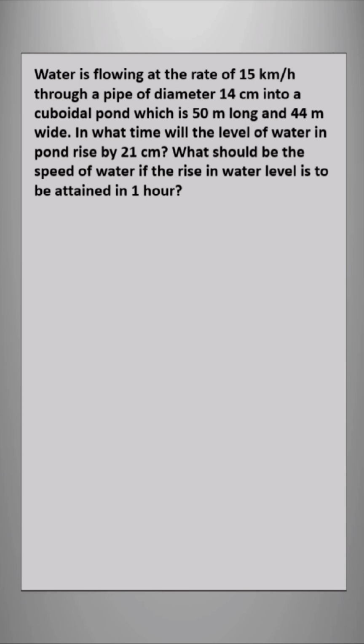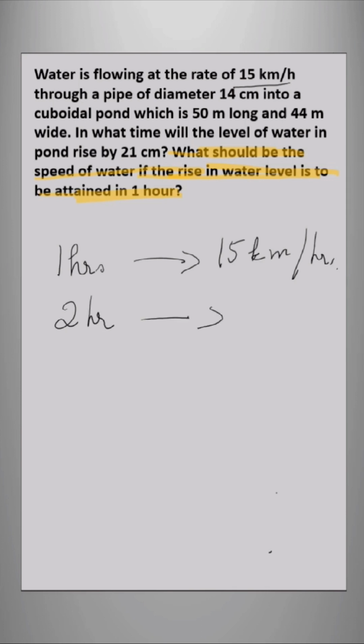We have the question: what should be the speed of water if the rise in water level is to be attained in 1 hour? We have seen that 21 centimeter of rise in water level is attained in 2 hours. Then the speed of water is 15 kilometer per hour. We know that the speed of water is 15 kilometer per hour, but now we require 2 hours to fill the tank. Then how much is the speed?